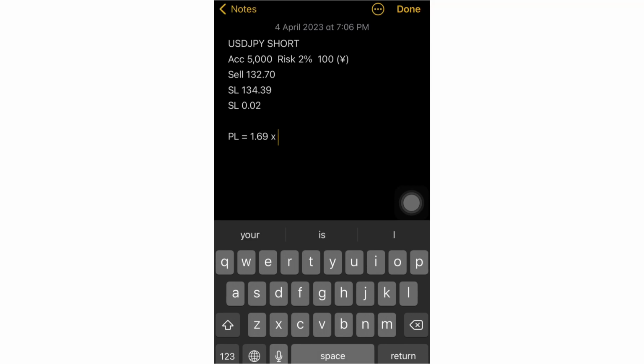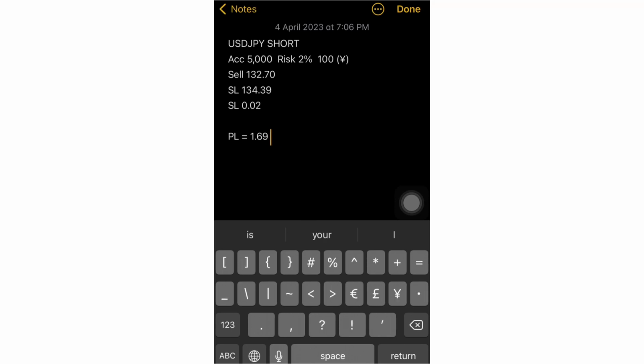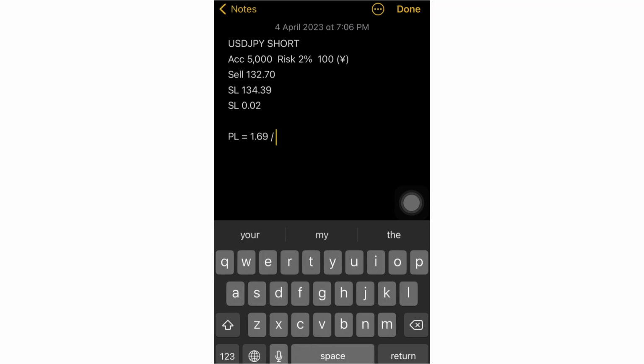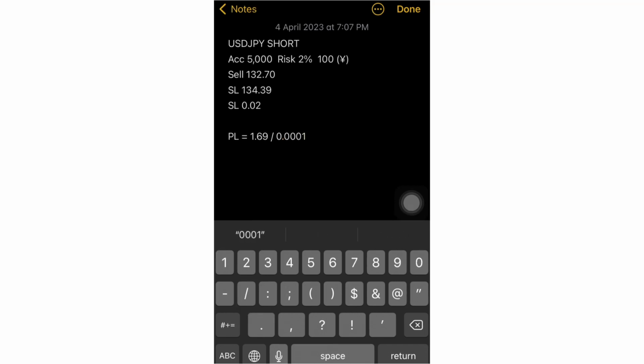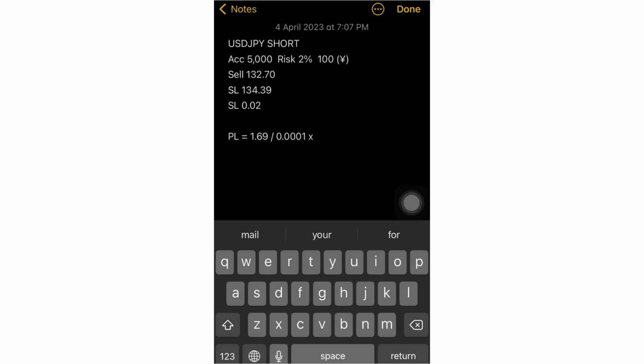169 times what? Divide by the pip size, which is 0.001, times the pip value. We already know the pip value for 0.02 to be 2 cents. I taught you how to calculate pip value using pip value equals lot size times contract size times pip size, or pip point. I even gave you the formula, right?